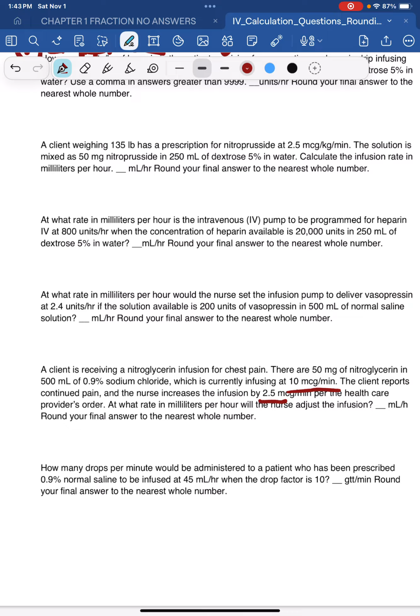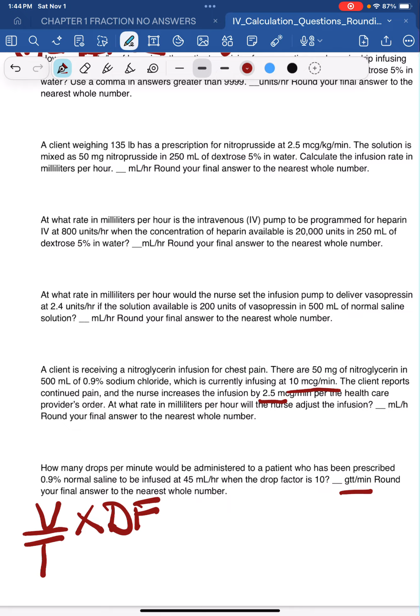Let's look at the next one. What are we looking for? It's a drop per minute. Drop per minute means you are infusing that medicine by gravity. You're not using a pump to give this, but you are infusing that medication by the power of gravity. Okay, so drop per minute, just to refresh your memory, equals volume divided by time multiplied by drop factor.